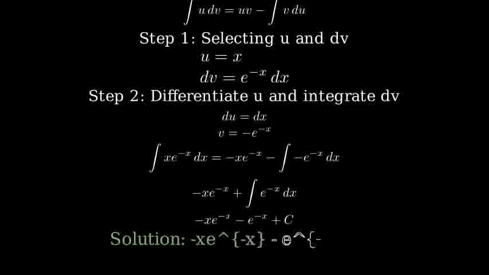In summary, we have solved the integral of x times e to the power of negative x dx using integration by parts. Step by step, we chose u and dv, differentiated u and integrated dv, applied the formula, simplified the expression, and arrived at our final solution. Integration by parts is a handy technique for dealing with complicated products of functions in integrals. With practice, selecting u and dv becomes more intuitive.